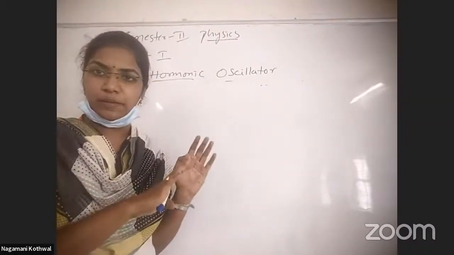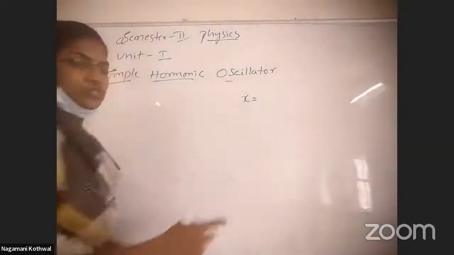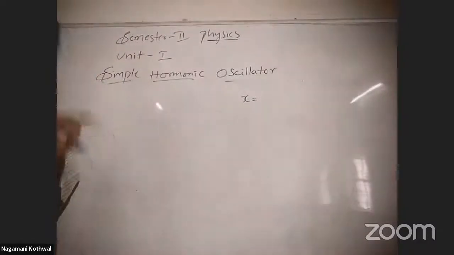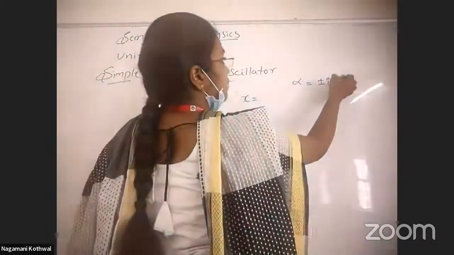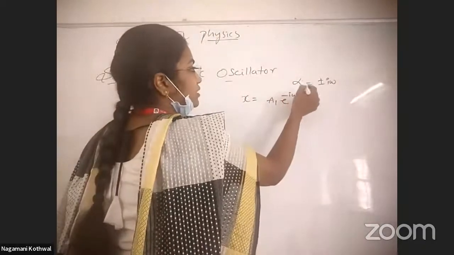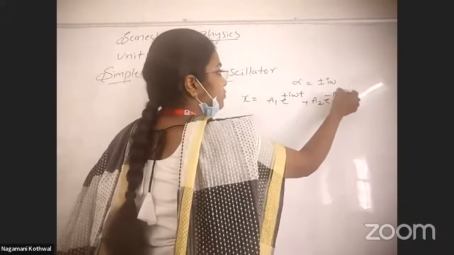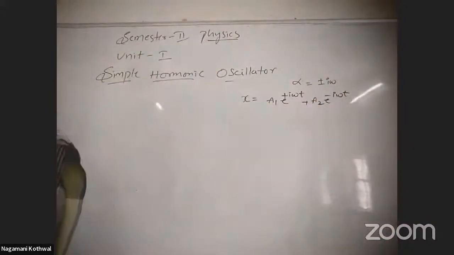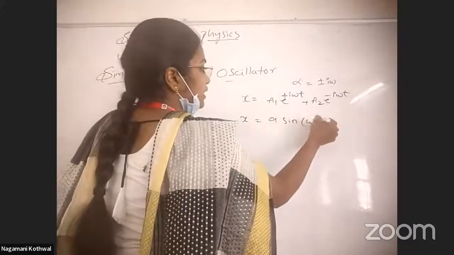That's why I'm explaining. Now please remember the displacement. What is displacement? x equals a e raised to alpha t, or a1 e raised to alpha t plus a2 e raised to minus alpha t. Alpha is always minus i omega. So x equals a1 e raised to plus or minus i omega t plus a2 e raised to minus i omega t. And one more important thing: x equals a sin(omega t plus theta).